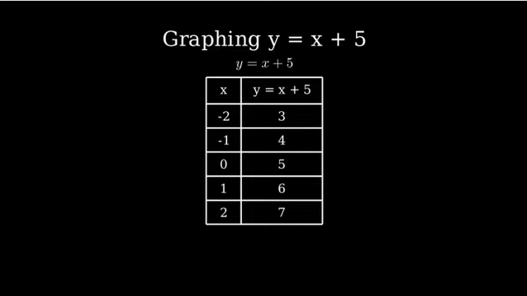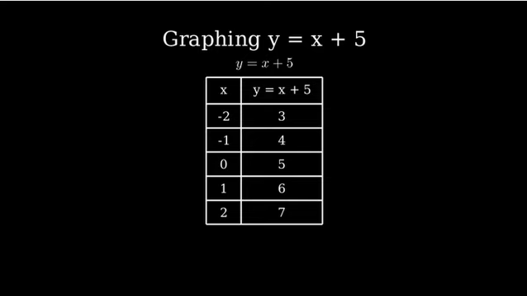Let's fill in our y values by substituting each x value into our equation. When x is -2, y equals -2 plus 5, which is 3. When x is -1, y equals -1 plus 5, which is 4. When x is 0, y equals 0 plus 5, which is 5.